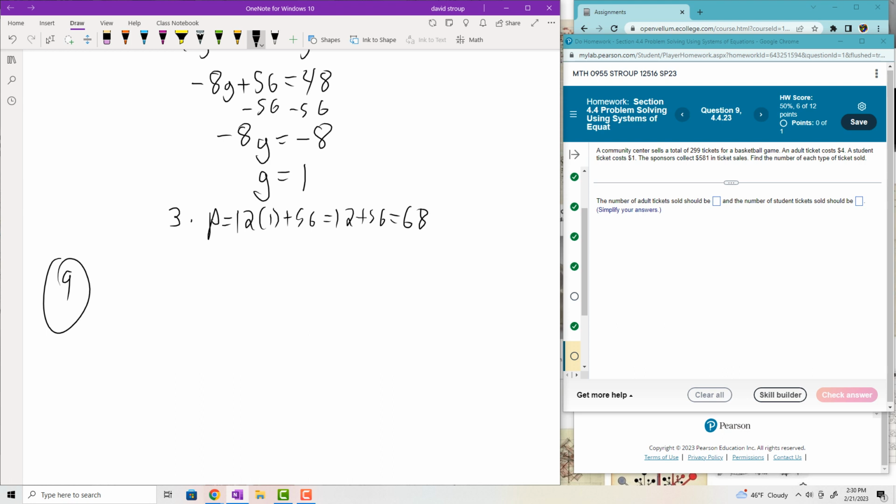is selling a total of 299 tickets for a basketball game. An adult ticket is $4. A student ticket costs $1. The sponsor collects $581 in ticket sales. Find the number of each types of tickets sold. So we'll say X is the number of adult tickets. And Y will be the number of student tickets.